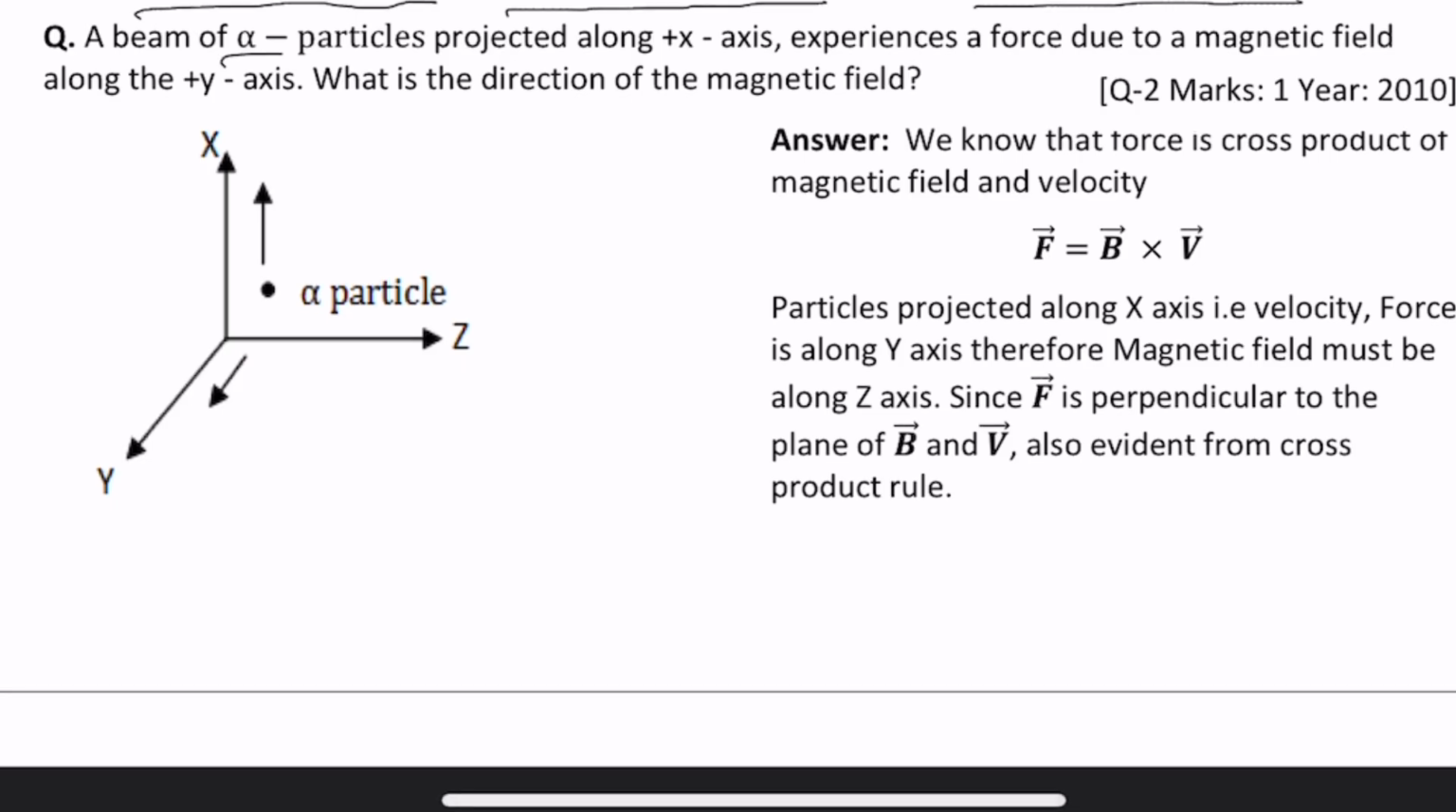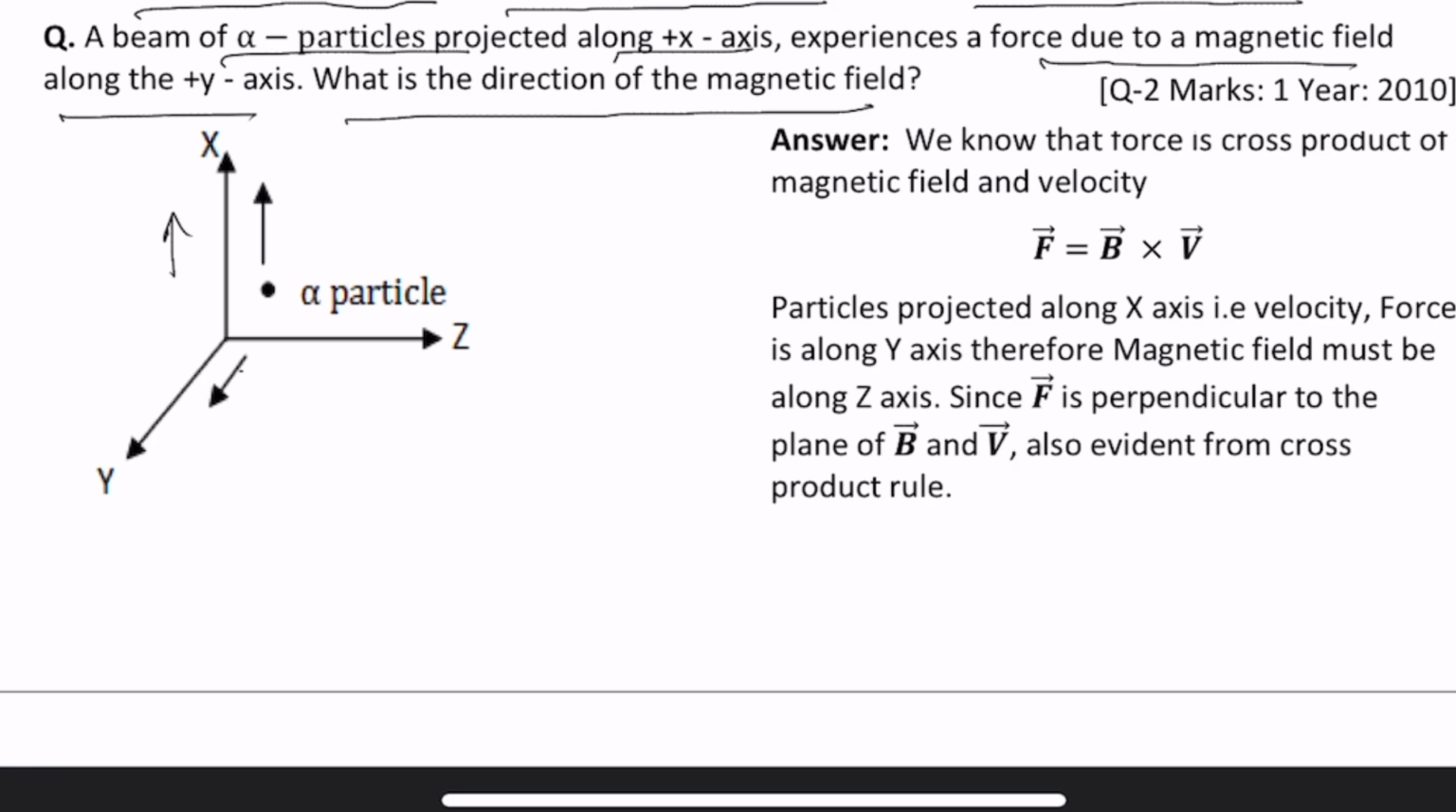An alpha particle is projected along the x-axis. Alpha particles are doubly ionized helium atoms, okay, containing 2 unit charges. The alpha particle along the x-axis experiences a force due to the magnetic field along the y-axis. What is the direction of the magnetic field? Okay, so this is the alpha particle, suppose xyz. The alpha particle is moving along the x-axis, and it experiences a force along the y-axis. So what is the direction of the magnetic field?